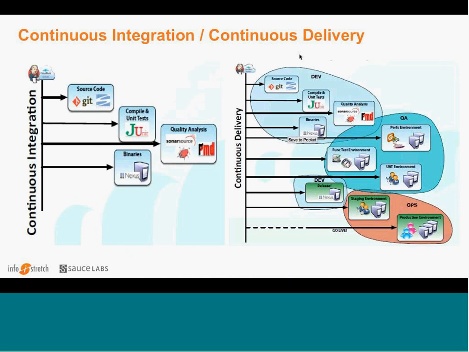Now let's look at these two concepts of continuous integration and continuous delivery in two diagrams. As you can see, on the left-hand side, continuous integration consists of source code systems, Git, SVN, which we already talked about. We also have unit test tools like JUnit, and continuous integration is the crux of the continuous delivery process.